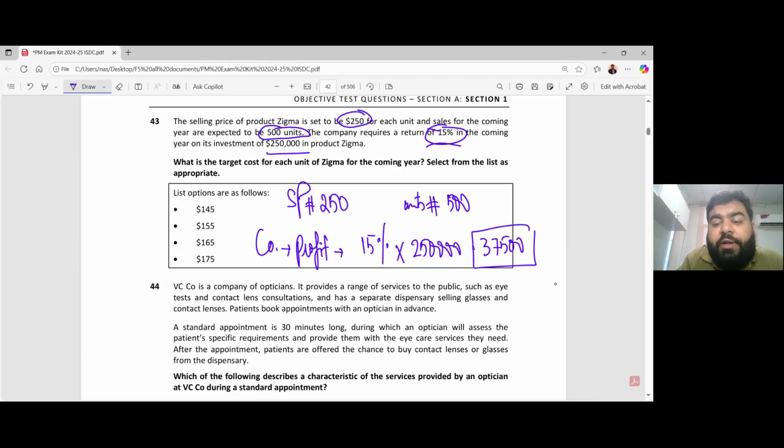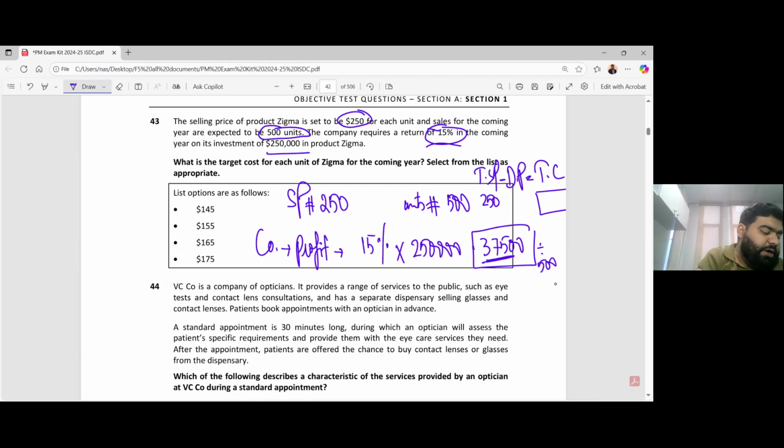So we know the target market selling price minus desired profit is equal to target cost. This 37,500 is the total profit the company wants. We'll calculate the desired profit per unit, because we want target cost per unit and we have a target selling price of 250 per unit. So desired profit per unit is 37,500 divided by the number of units, 500. So 75 it comes.